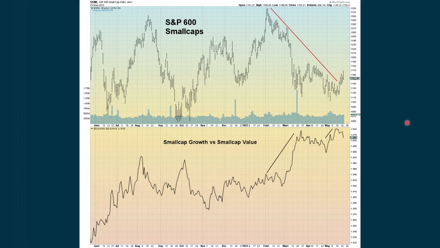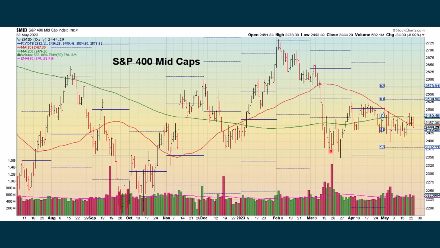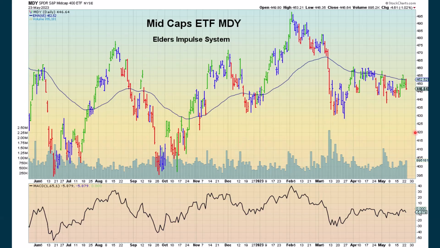And here's what I've been trying to point out. Even though the small cap index has been showing a lot of weakness, lately it's starting to come back to life a little bit. When you look at the growth versus value, it's been actually doing quite well. The mid caps fell down below their 50 and 200-day moving average, but they're still above this support level. The mid caps have also switched to negative for the Elder's Impulse system.